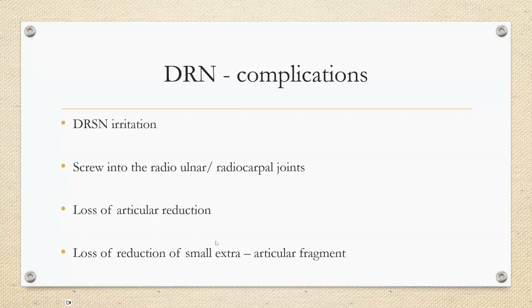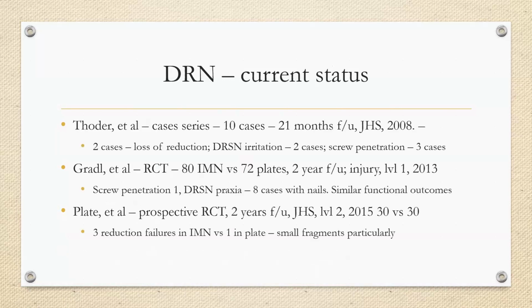Also there have been higher reports of loss of reduction with nails as compared to plates. This is particularly when trying to address very small fragments. In very extensively comminuted fractures, there is loss of small articular as well as extra-articular fragments, which are maintained better with the plate. So this is the current status with respect to distal radius nails.